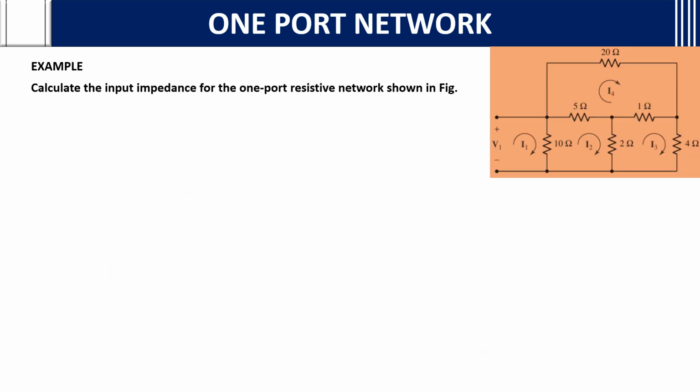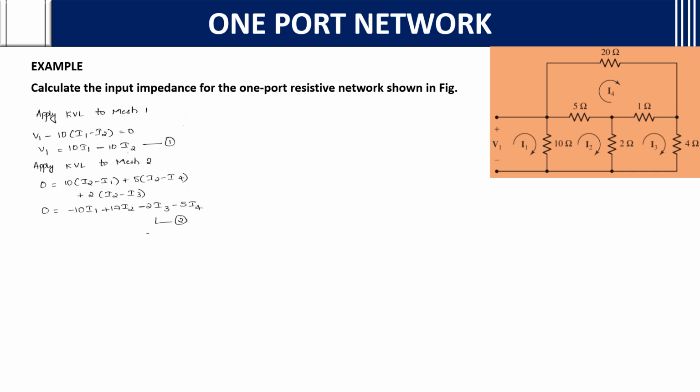Second question: calculate the input impedance for the one port resistive network. They want input impedance, that is nothing but delta Z by delta 11. First we need to write mesh equations for I1, I2, I3, I4 for all 4 meshes. We'll write that. Apply KVL to mesh 1.